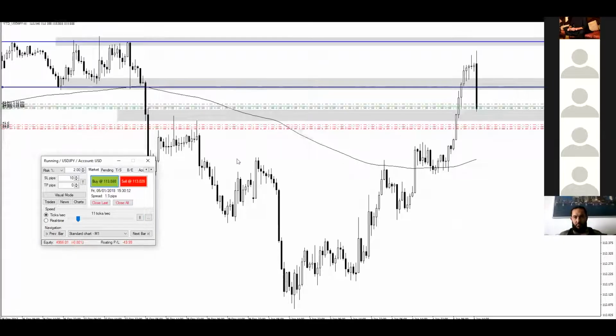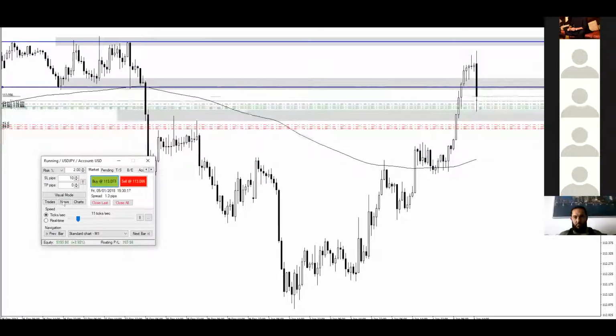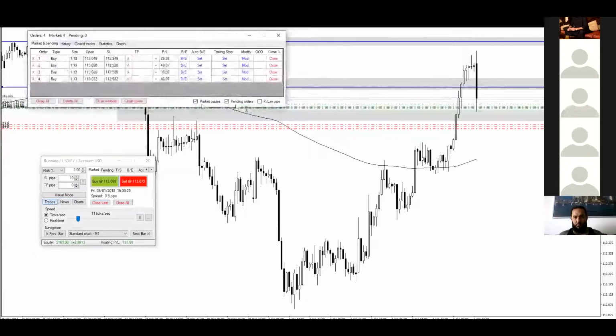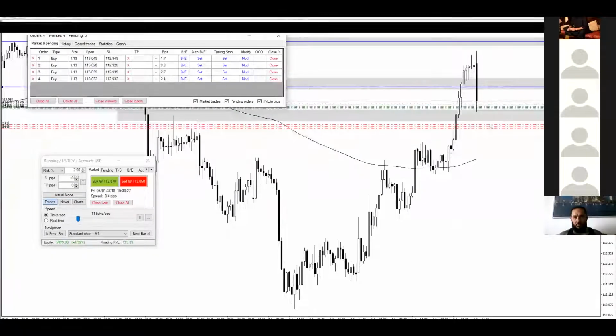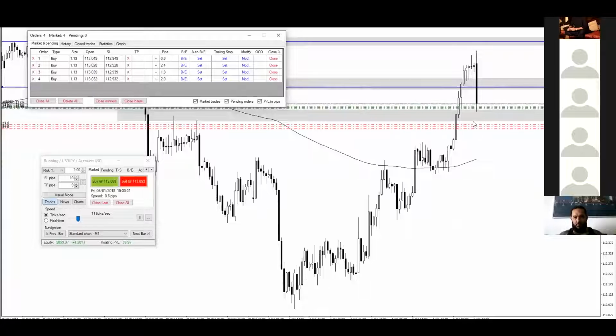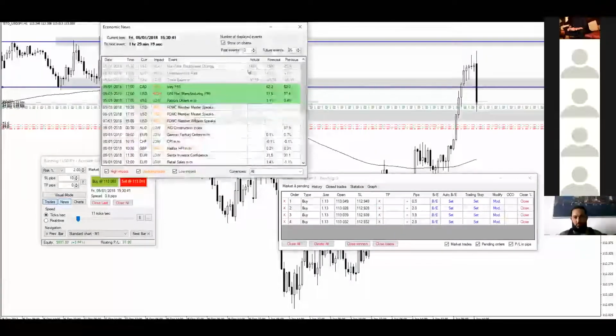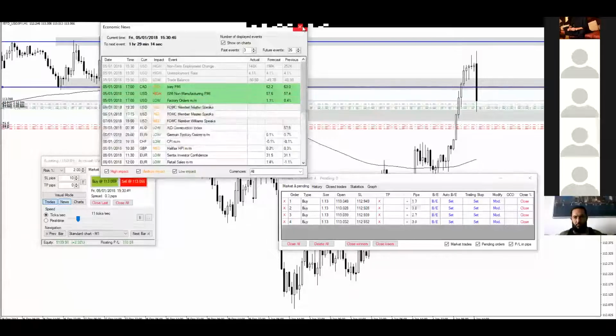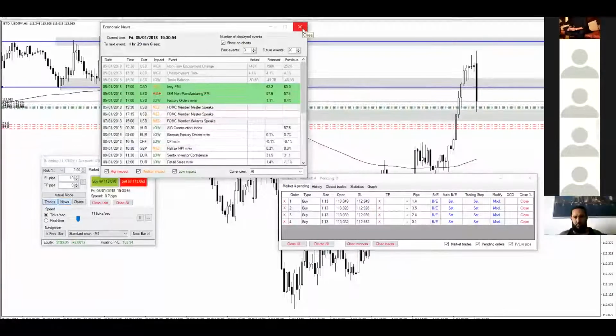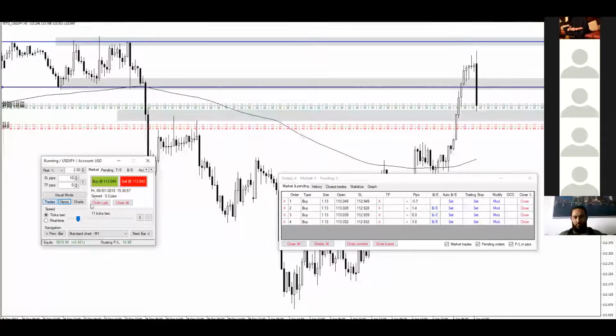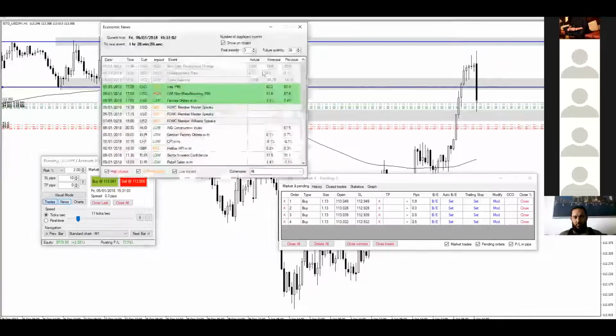Okay, see it came into this area. We look for a nice retracement, which is going to retrace. Stops are still there. Right, let's check out the news. News was really bad. News was really bad, and see this?